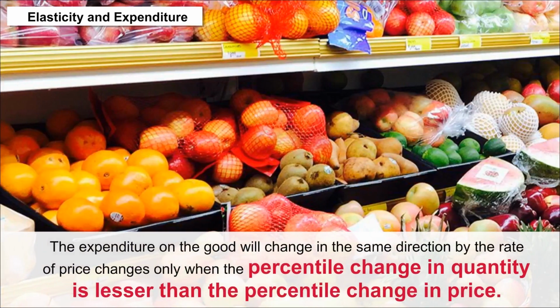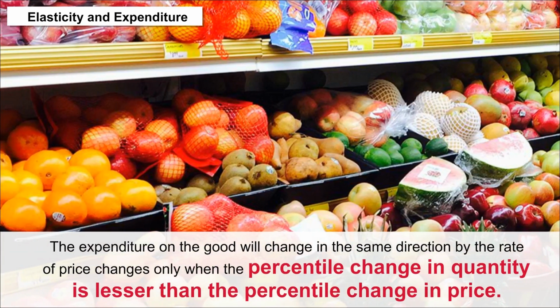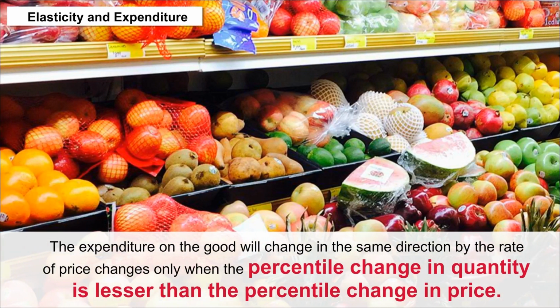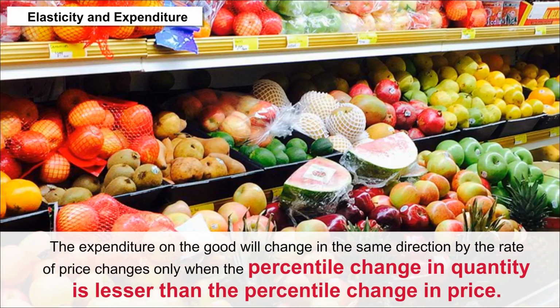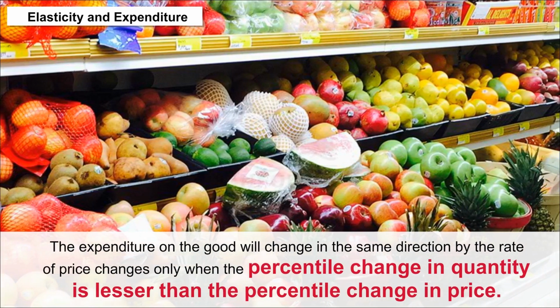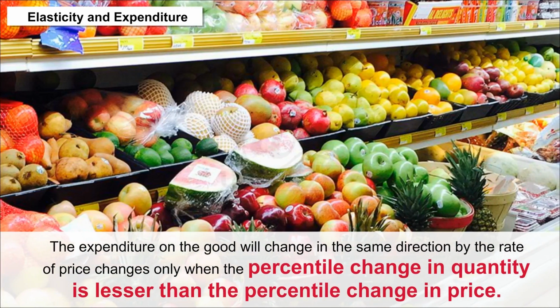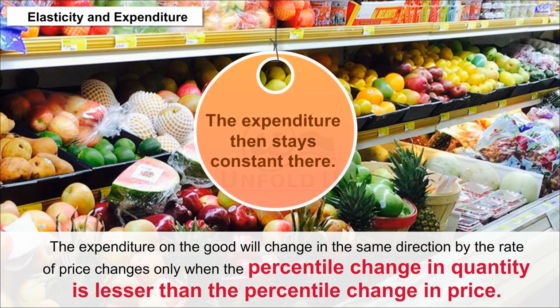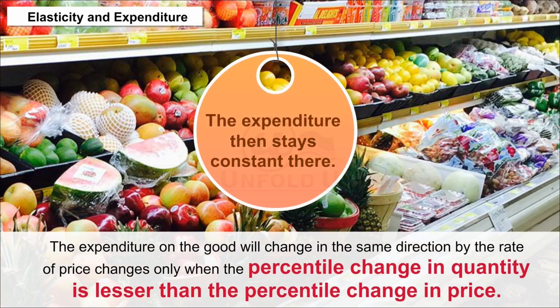The expenditure on the good will change in the same direction as the price changes only when the percentage change in quantity is less than the percentage change in price. The expenditure then stays constant there.